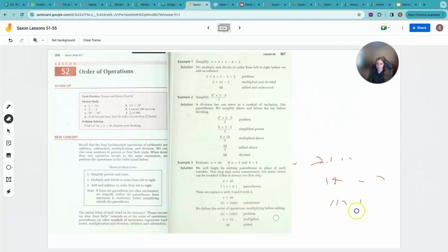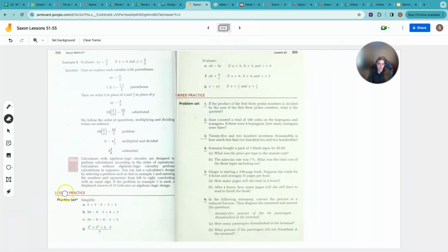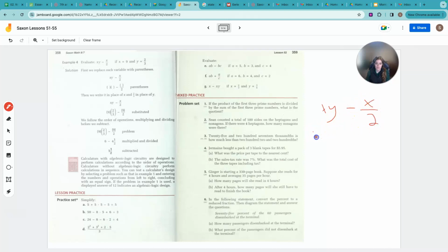So, we move on to the next one. Okay, so example 4: evaluate xy minus x over 2, if x equals 9 and y equals 2/3. So, let's take a look at this. We're going to replace each variable with parentheses for this problem.